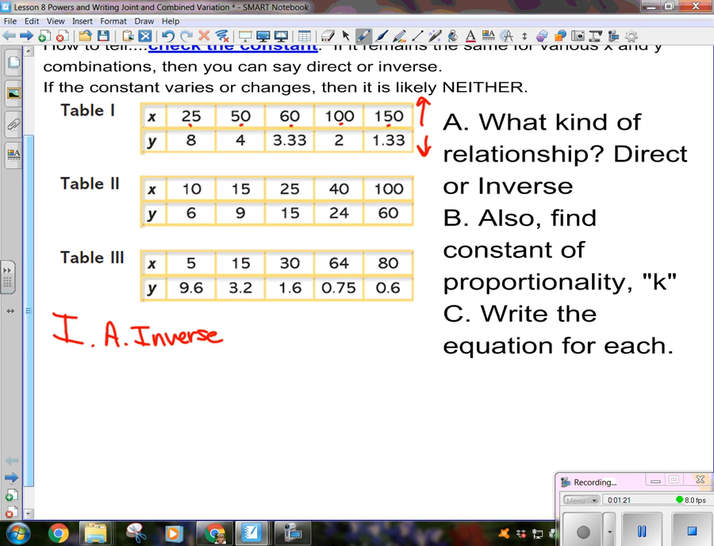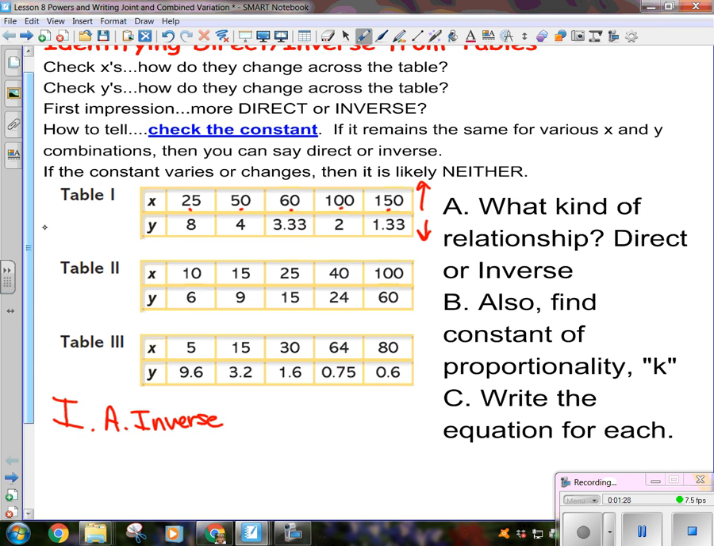Now just because that's our first idea, you have to check it. Here's how you check it. What does it say at the top? How to tell for sure? Check the constant. How do you check the constant if it's direct or inverse? So y is equal to k over x. So we already know y is up when x is down, so that's definitely inverse. How would you get k by itself? Multiply both sides by x. So k would equal what? x times y. Well, just so happens I have an x and a y. I'm going to do x times y.